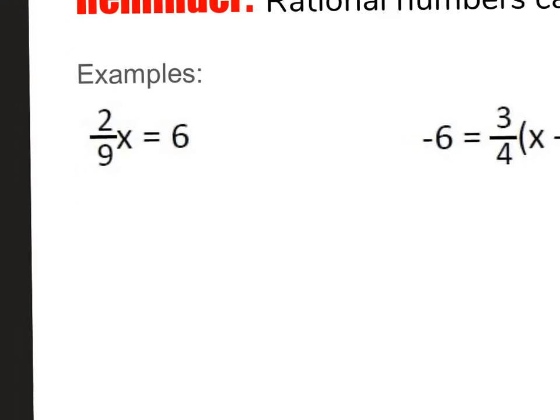Our goal is the same. We still want to solve for x. We still want to get x by itself. Okay? Okay. I'm going to pretend I see everyone nodding at me.